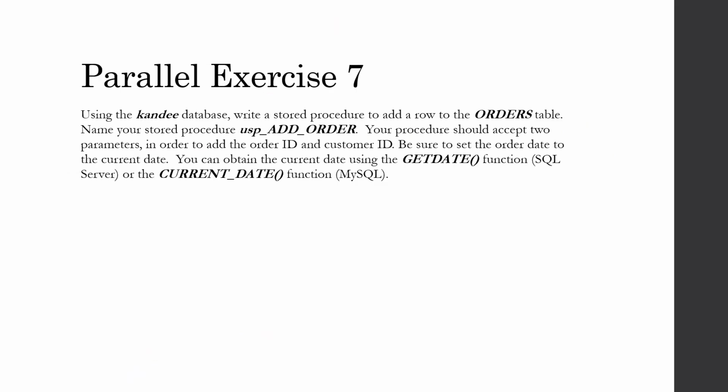Parallel exercise 7. Using the Candy database, write a stored procedure to add a row to the orders table. Name your stored procedure USP add order. Your procedure should accept two parameters in order to add the order ID and customer ID. Be sure to set the order date to the current date. You can obtain the current date using the getDate function in SQL Server, or the currentDate function in MySQL.